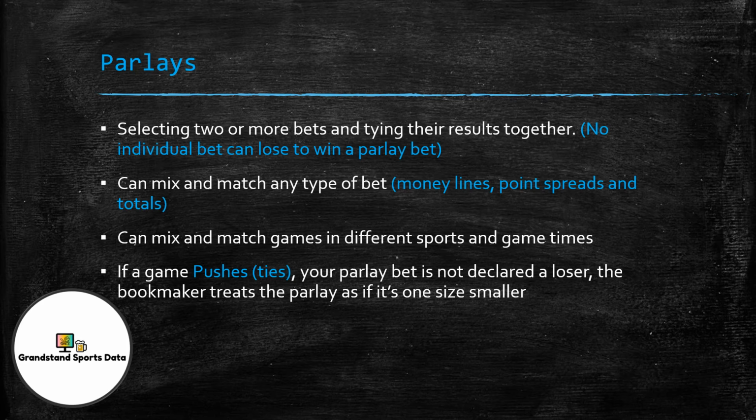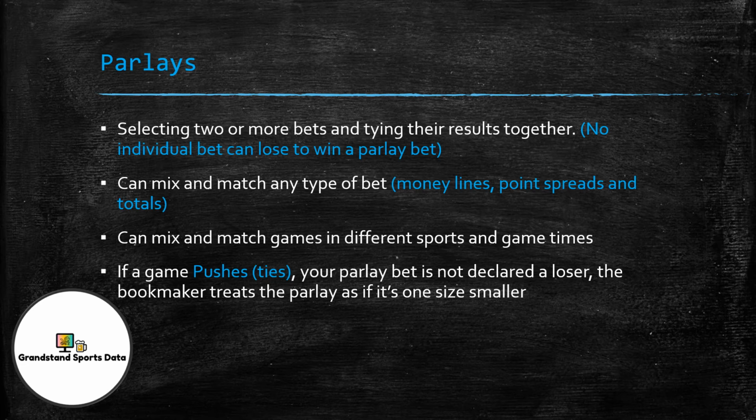Parlays. So a parlay is selecting 2 or more bets and tying their results together. This means that no individual bet can lose for you to win a parlay bet. You can mix and match any type of bet, so that means money lines, point spreads, and even totals. You can also mix and match games in different sports and also game times.